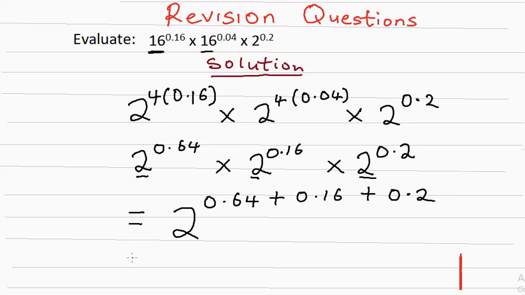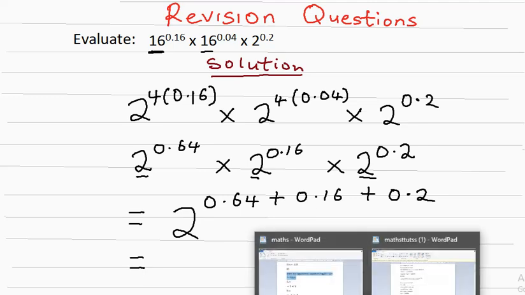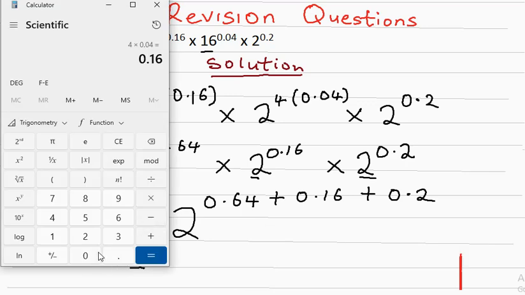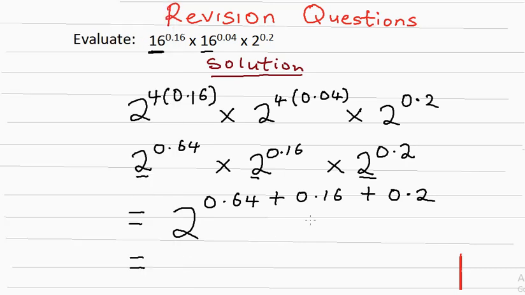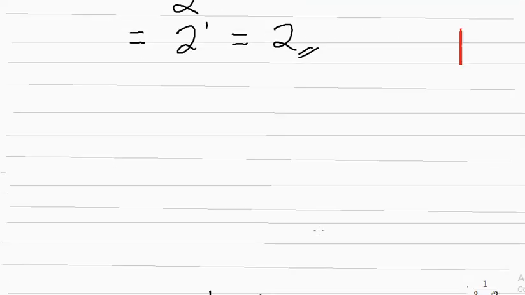Here we go. So let's add up the powers, which is 0.16 plus 0.2 plus 0.64. That is 1. So everything is 2 raised to the power 1, and of course, 2 raised to the power 1 is 2. As simple as that. Next question.